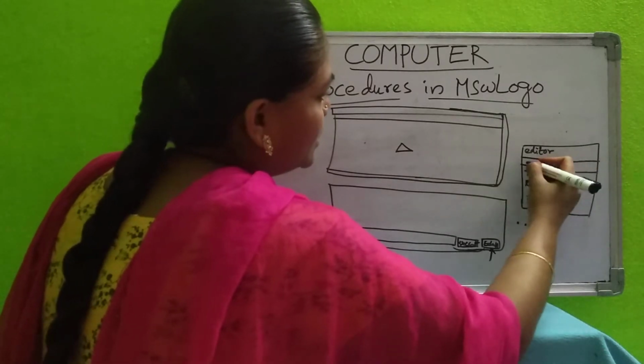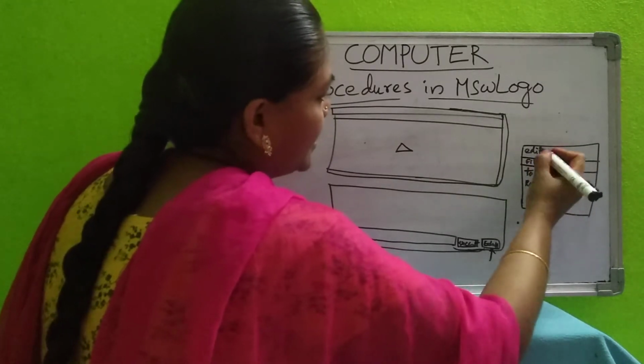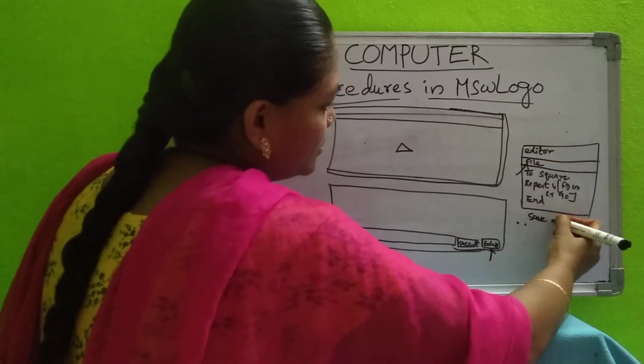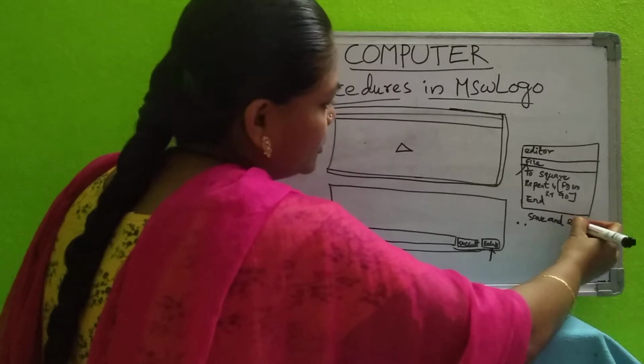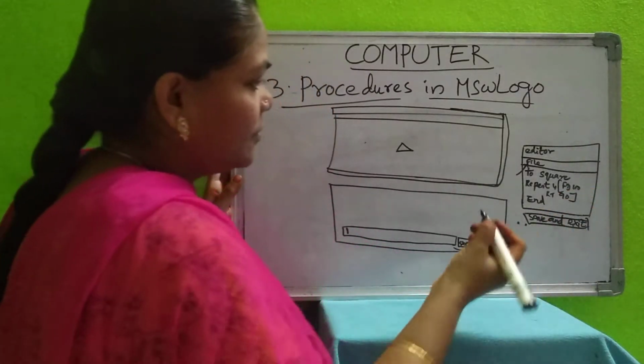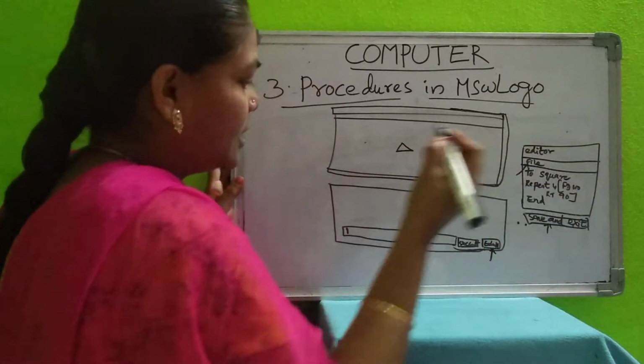End. So here we have this file tab. When you click on this file tab, you have to click on save and exit. That means it will be saved and you will exit from the editor window. You have to click on this save and exit.